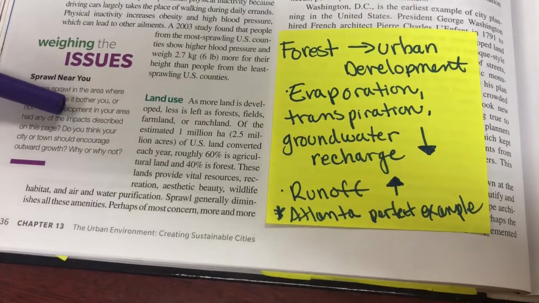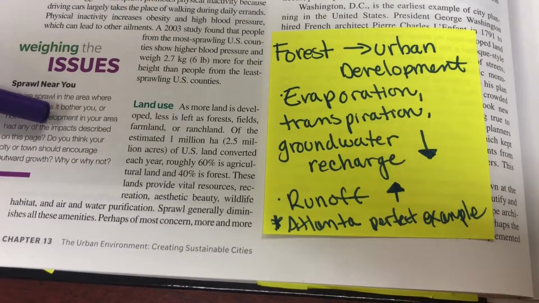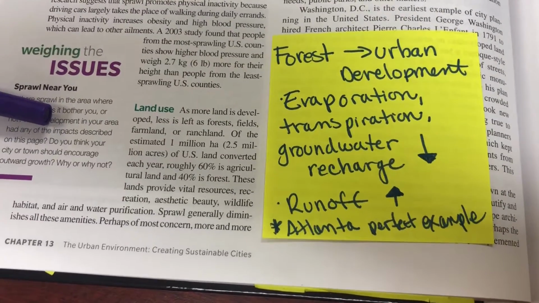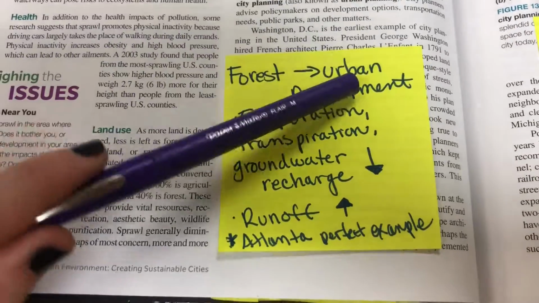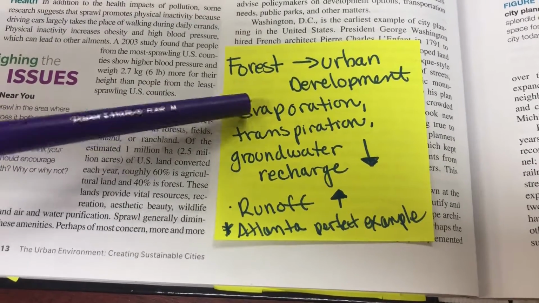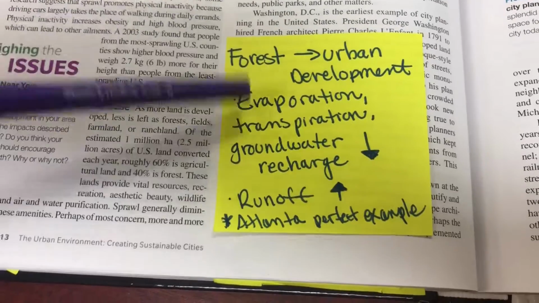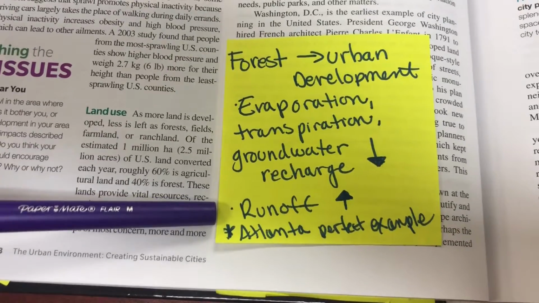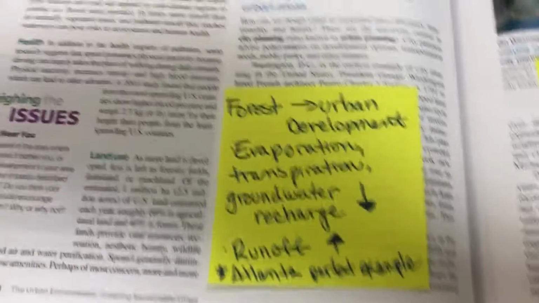Okay, land use. Now, because of this urban sprawl, we have fewer forests and open fields, and that's because they've been replaced with homes, sprawling estates. So, big thing, as I said here, forests to urban development. It has caused a decrease in evaporation, transpiration, and groundwater recharge, and that's because of all the new asphalt and concrete grounds that we have. It's also caused an increase in runoff.